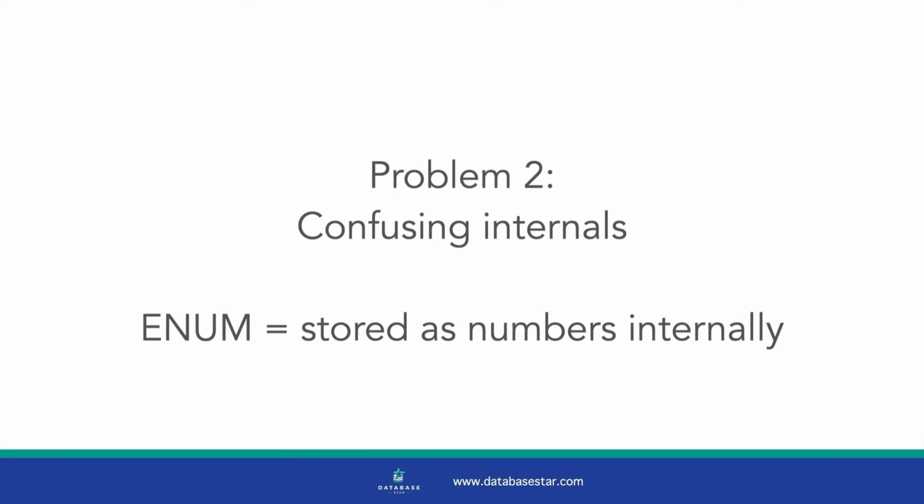ENUMs look like strings, but they're actually stored as integers under the hood. So pending might be stored as 1, approved as 2, and cancelled as 3. That can break your expectations when sorting or filtering data. Also, if you accidentally reorder the list, your data will still store the old integers, but now they map to different text values. This can be a little confusing.